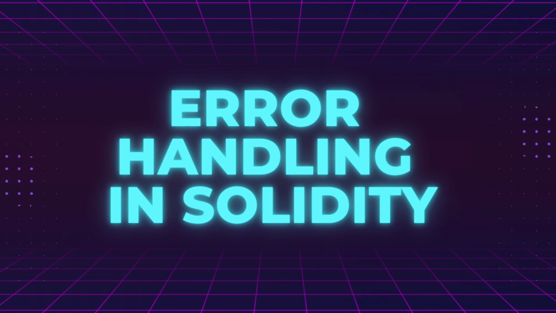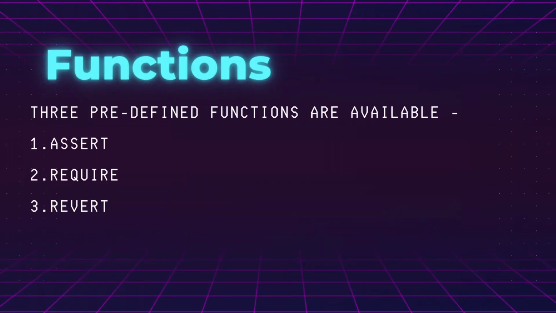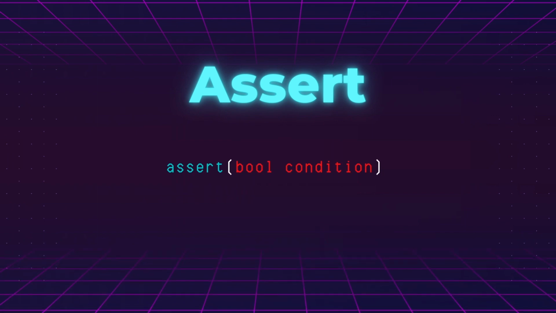For this exact situation, we have 3 predefined functions in Solidity. These functions can be used to revert the transaction and undo any state change up until this point. These are assert, require, and revert. Assert has a syntax assert bool condition. It can revert back any changes in state but will use up the remaining gas.